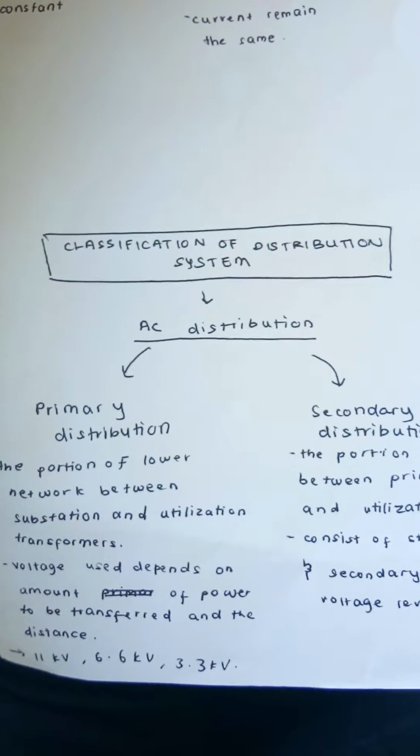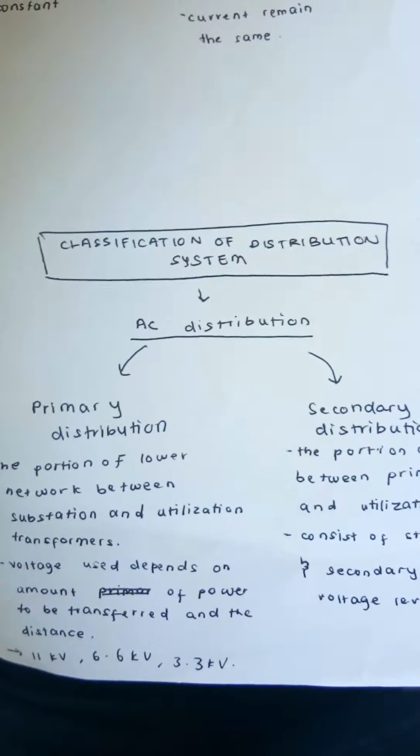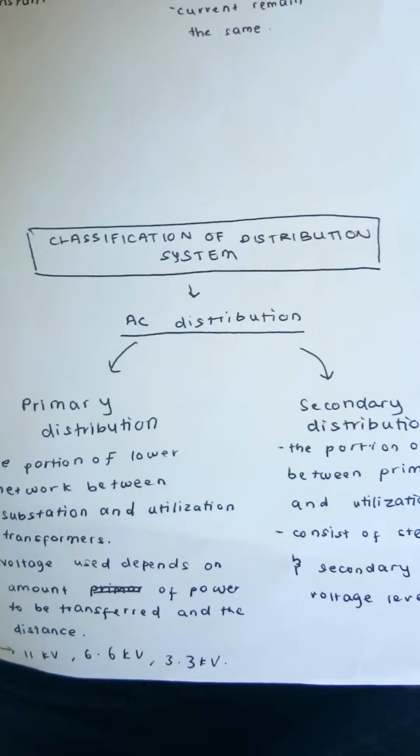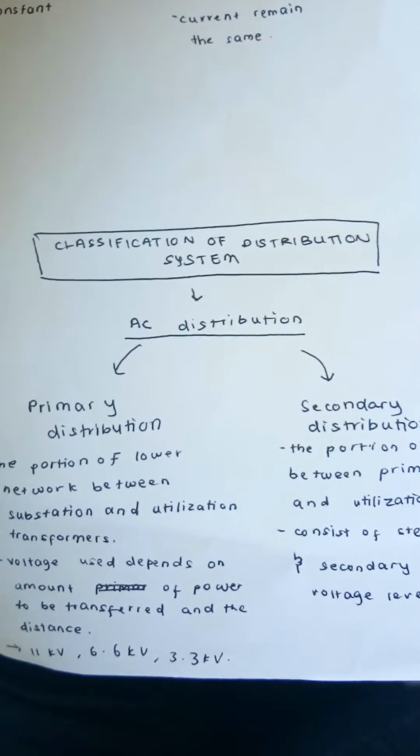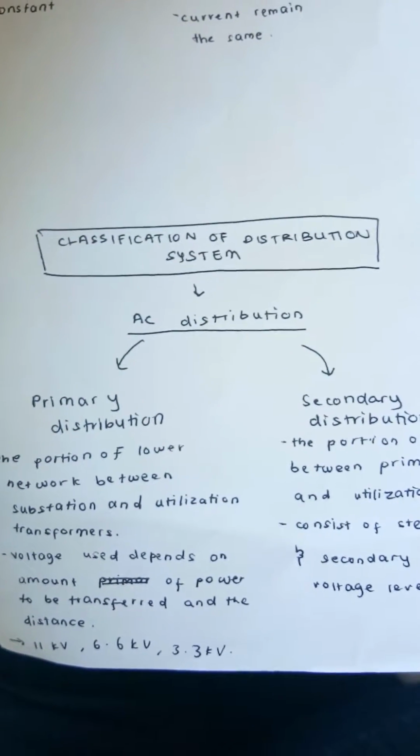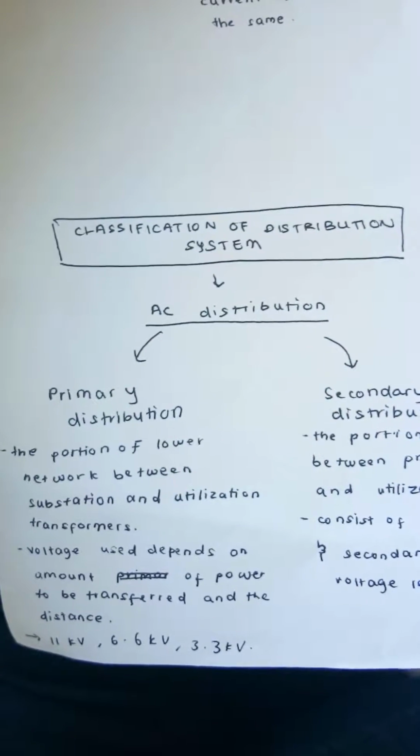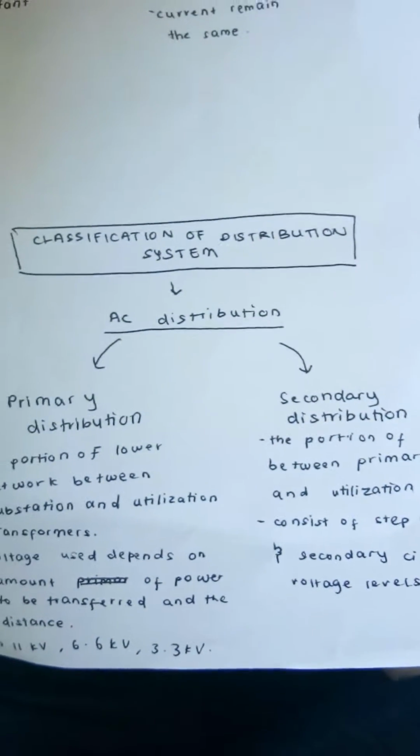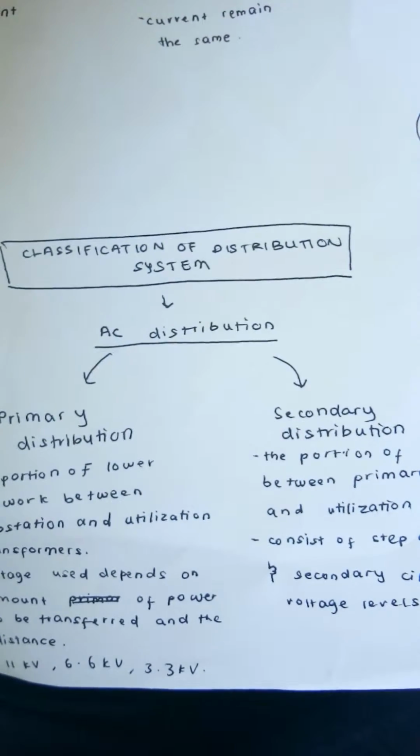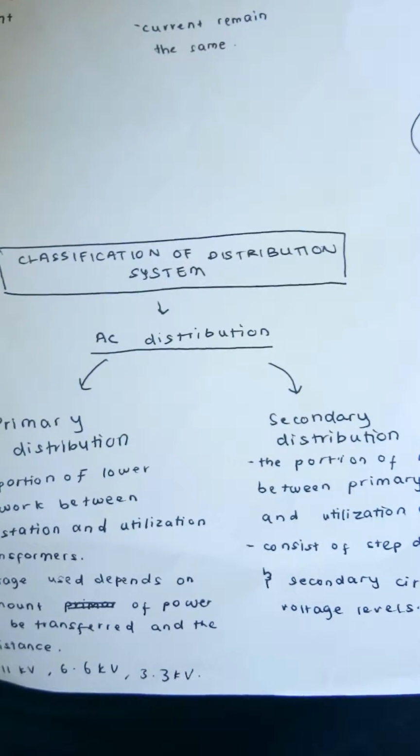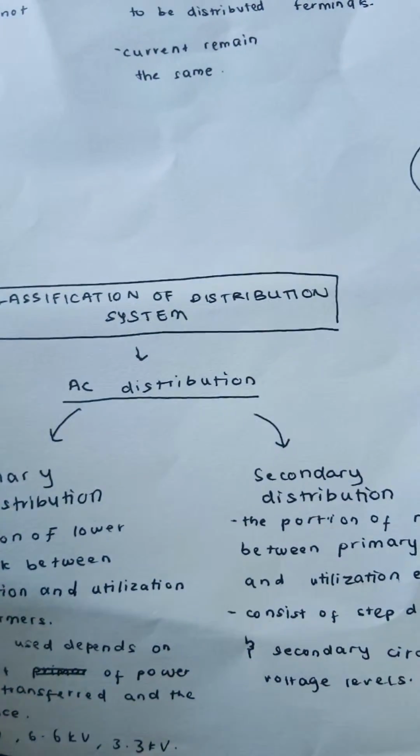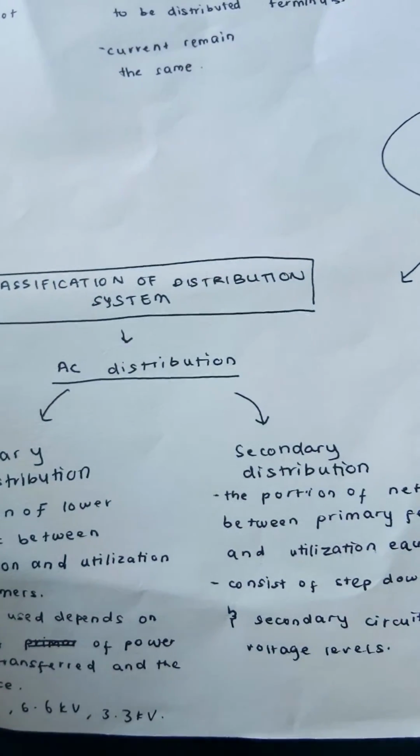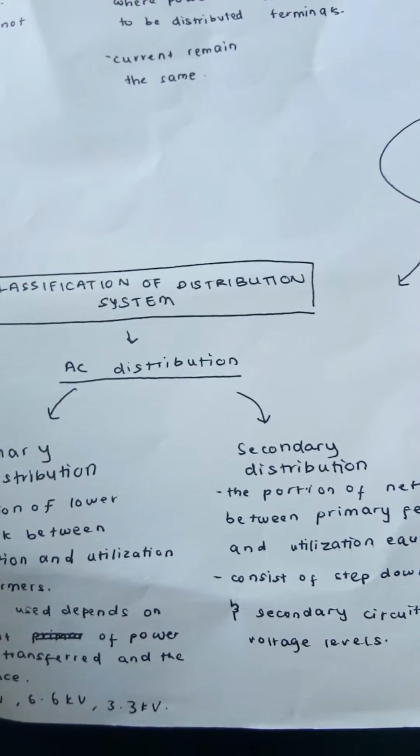For the classification of the distribution system, under AC distribution there are two types: primary distribution and secondary distribution. AC distribution is chosen because it is easy to alter the magnitude of the AC voltage.